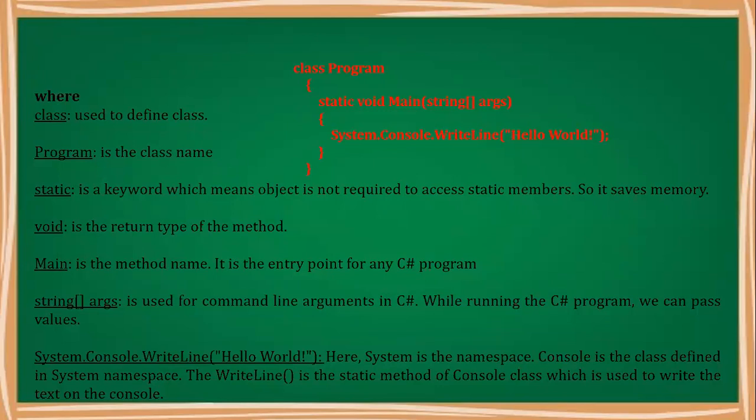Void is a keyword that is the return type of the method. The Main method actually doesn't return anything, though it can also return something. But if we are going to give a starting point, most of the time the Main method is of void type. The Main keyword is the name of the method which tells the C# compiler it is the entry point of any C# program. Then inside the Main method parentheses is string array args. It is used for getting the command line arguments in C#.